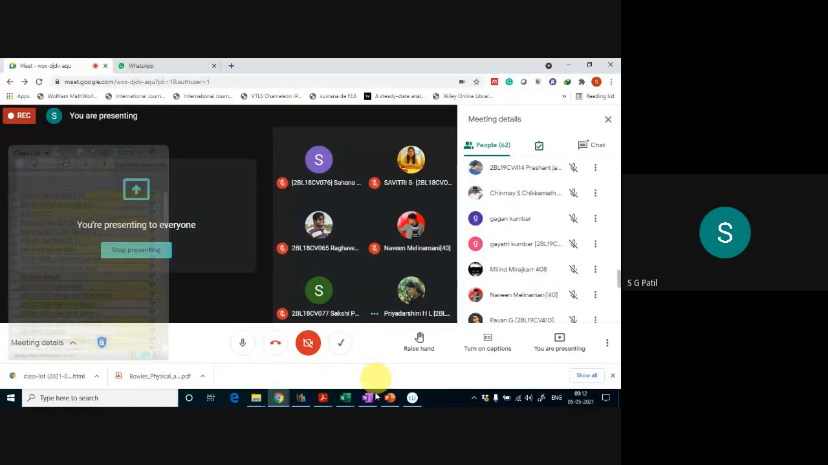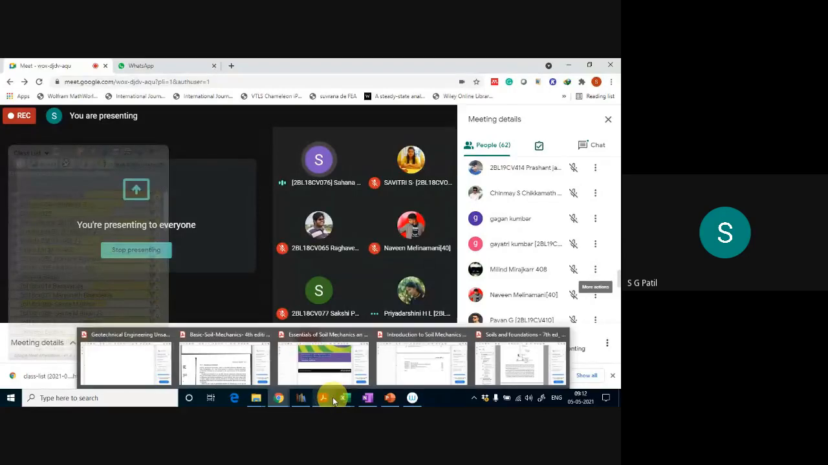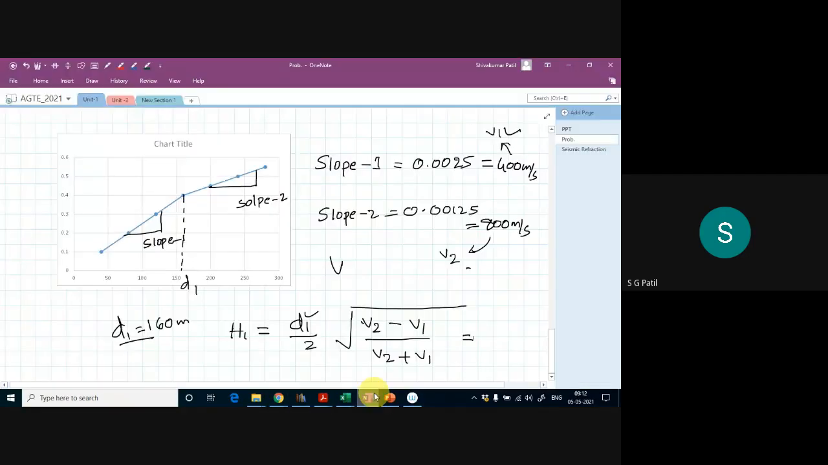How much time do you need? Everything is given. 46.19. Okay, so this is the depth of the first soil layer. So like this it will be. This is ground level, and this is the first layer.